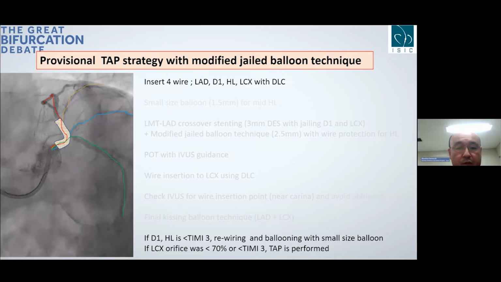If the circumflex orifice is more than 70% visual, or the pin less than the pin 2, the pin 0, pin 1, pin 2, or if the circumflex is a very big artery for patients, so in that situation, I want to perform the TAP technique, additional stenting.